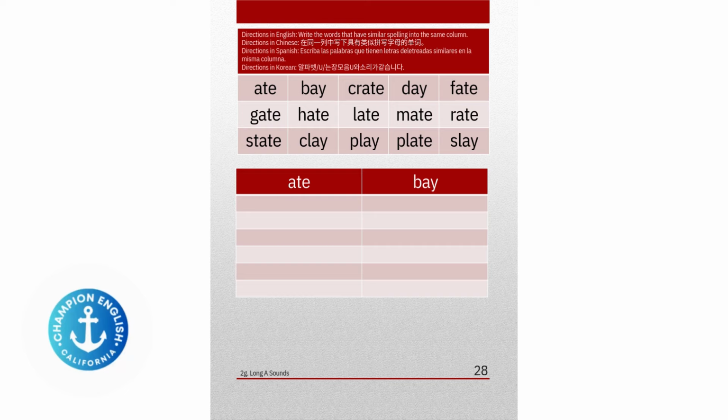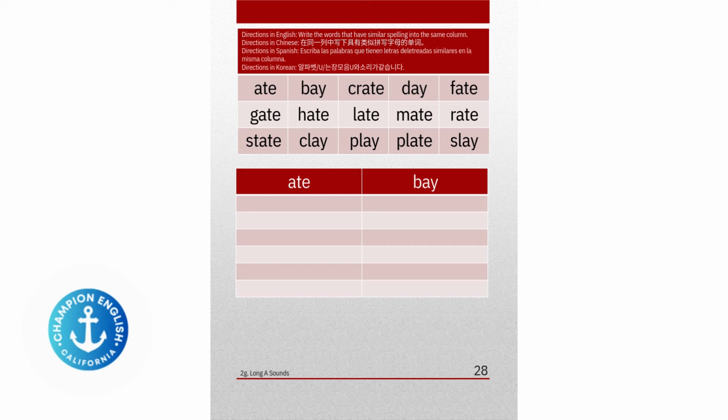Okay, students, you have some work to do here. Now you're going to put the words that have the same sound in the same column. So we have eight. Can you say that? Eight. And we have bay. Let's say bay. Eight and bay.